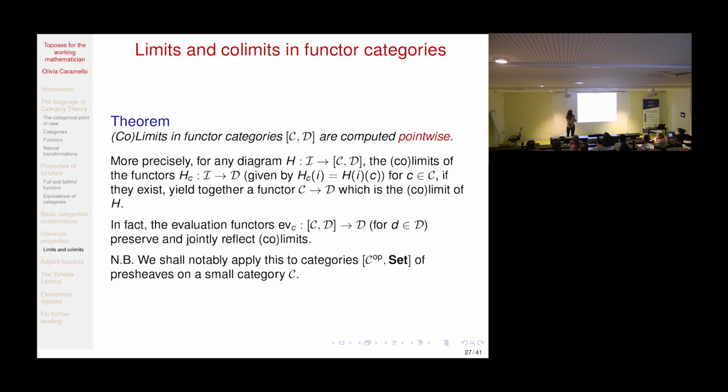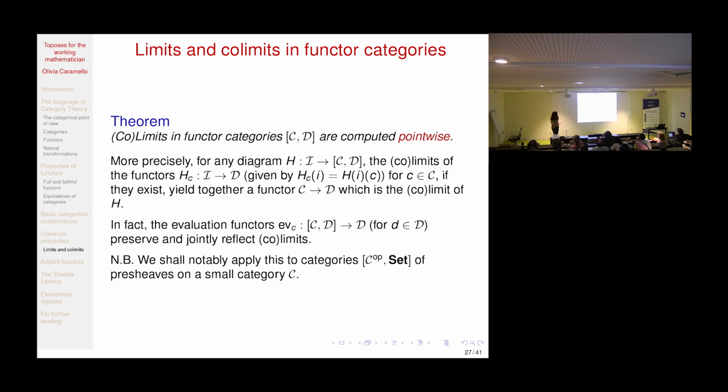But in fact, we can prove this result, which tells us in full generality how limits or colimits in functor categories can be computed from limits or colimits in the target category. So the idea is this. Suppose you have a diagram with values in a functor category.